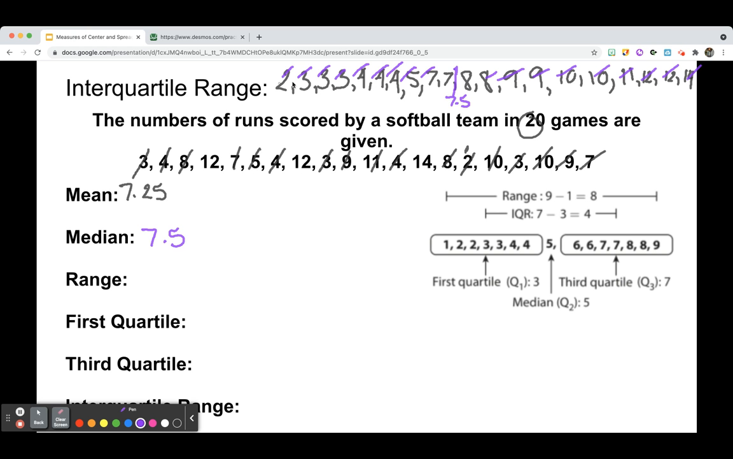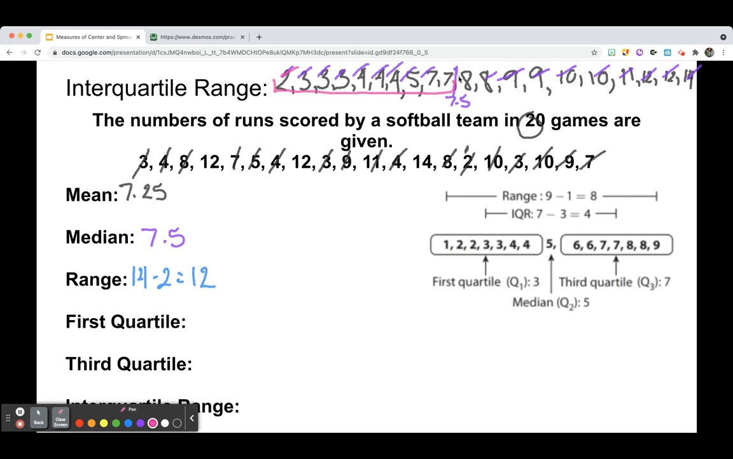The range is taking the largest number, subtracting from the smallest number. So that would be 14. Our smallest number is 2, and so that gives me 12. The very first quartile is the same concept as finding the median with all the data, but now we're just going to find the median of this set.